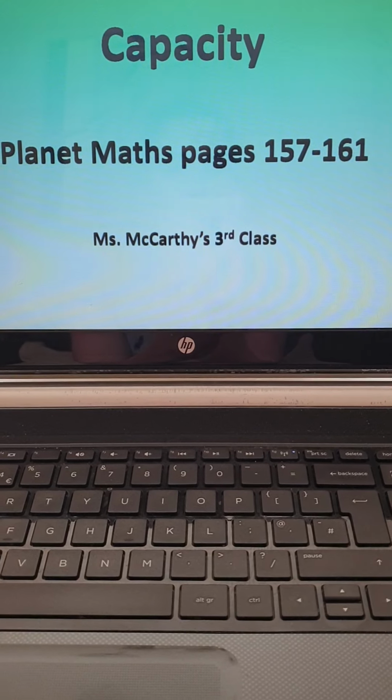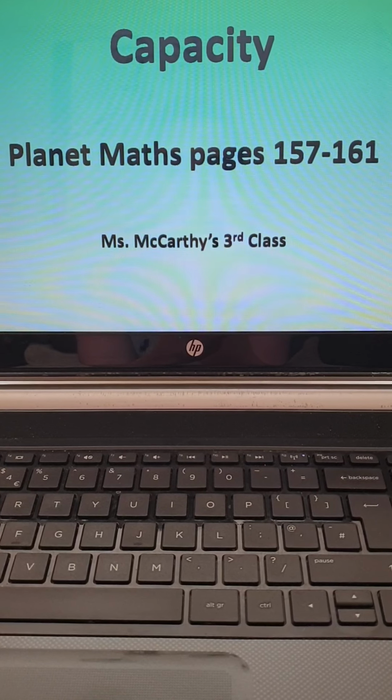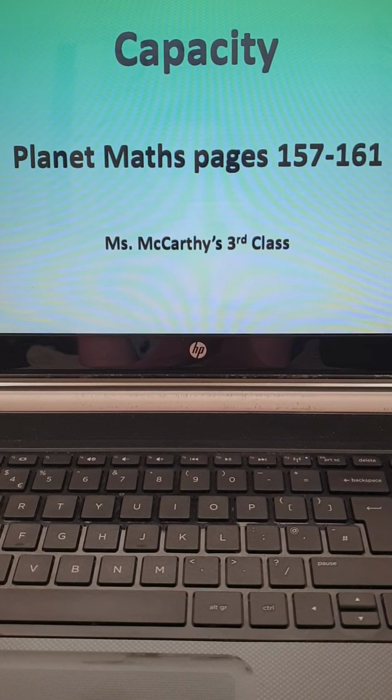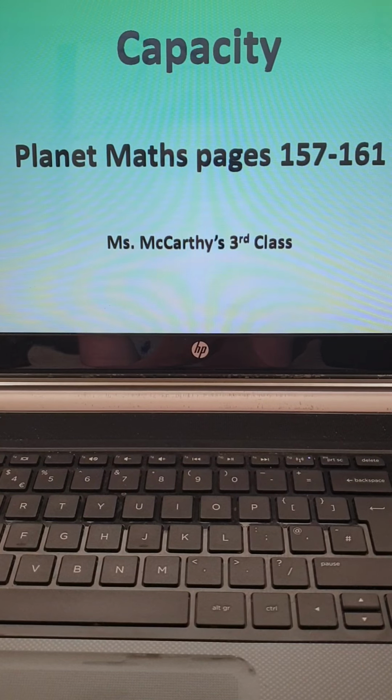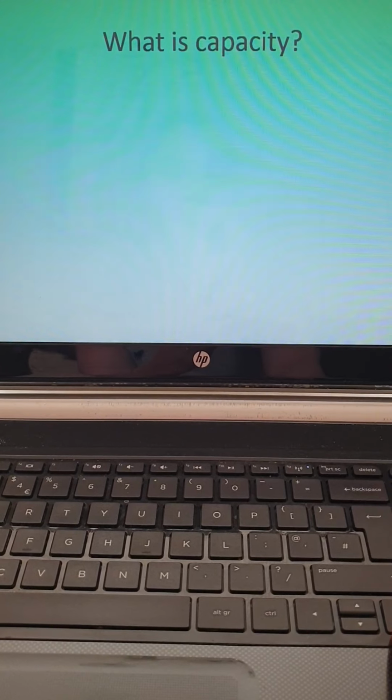Our next topic is going to be capacity. That's a word that you may not have heard before, but we're going to be learning lots about it today. It's your Planet Maths page 157 to 161. Let's get started.